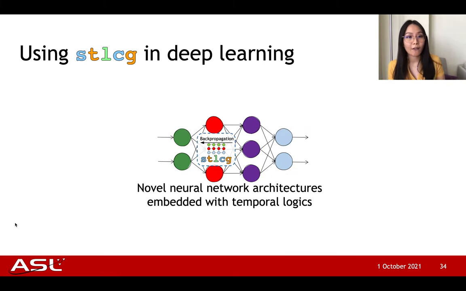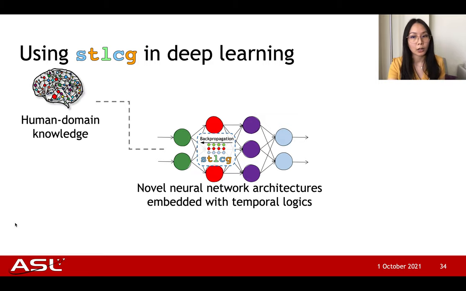Hopefully by now you have a better idea of what STL is, in particular what STLCG can do, and how STLCG could be used in a range of robotics applications. A particularly interesting area is looking at how we can design novel neural network architectures that are embedded with temporal logics, because, as I mentioned before, STLCG uses the same computational backbone as deep neural networks. We hope that by leveraging temporal logics, we can better encode domain expertise into the model, such as driving rules for autonomous driving.